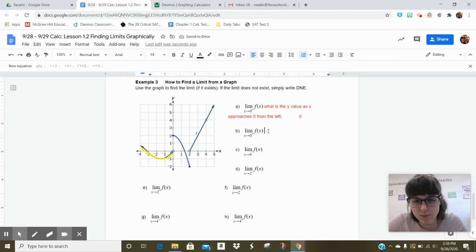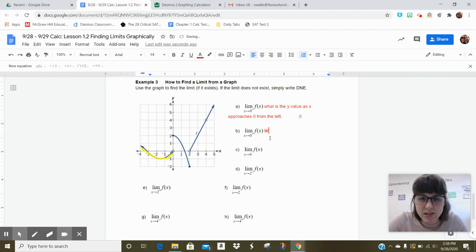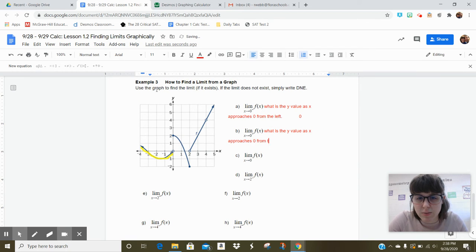Okay, so we're going to type that. Now, this next one, we're approaching it from the right because there's an exponent that's a little tiny plus sign. So that means, again, what is the y value as x approaches 0 from the right?